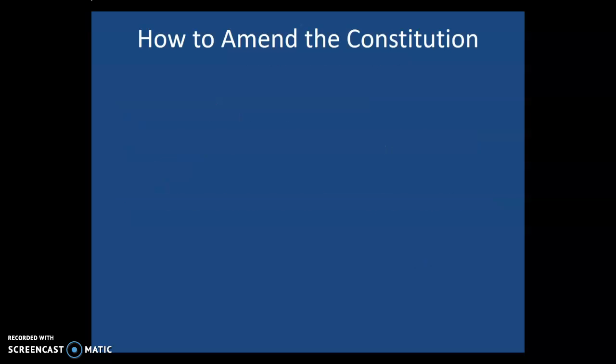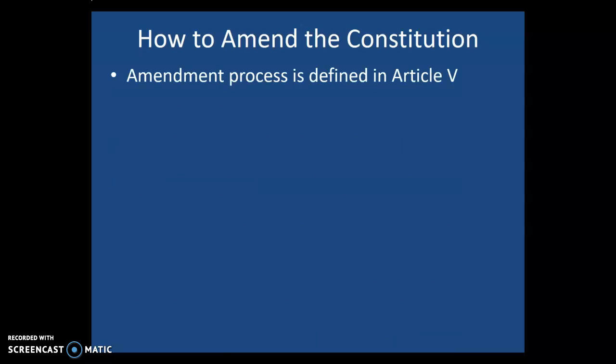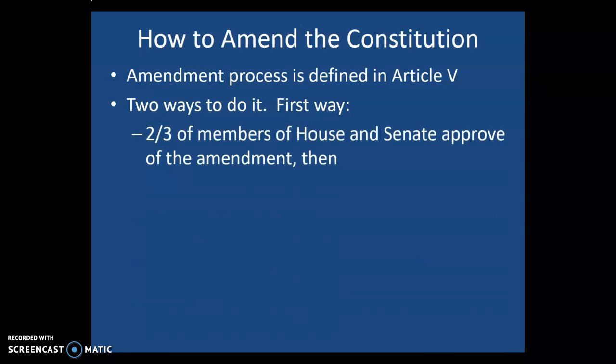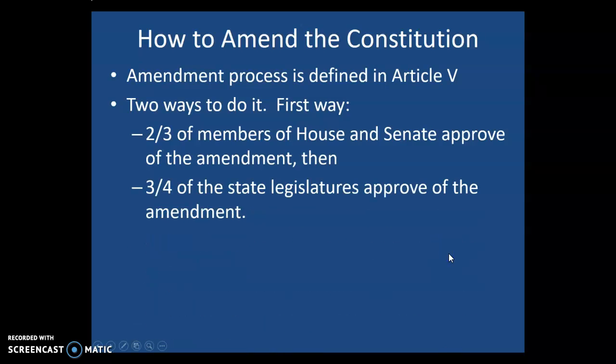Okay, let's look at how to amend the Constitution. The amendment process, again, is defined in Article 5, and there's actually two ways to amend the Constitution, and each way involves two steps. So, let's get started. First of all, in the first way that you can do it, 2/3 of the members of the House and the Senate must approve of the amendment, and then 3/4 of the state legislatures must approve of the amendment.